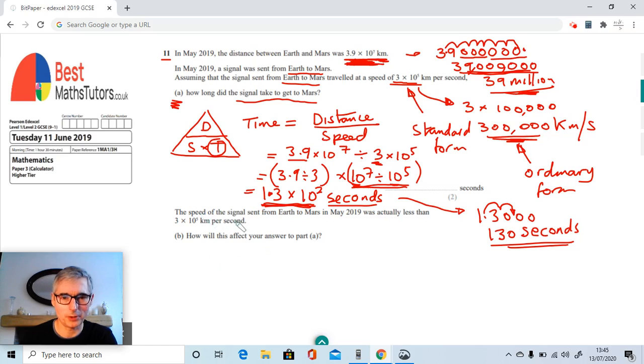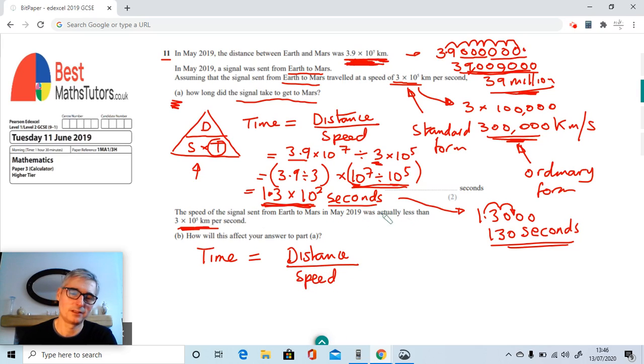And now if we look at part B, it says the speed of the signal was actually less than the speed given. So it's less than the 3 times 10 to the 5. So how does this affect the answer to part A? Well, we've got time, again, from this triangle here. We've got time is equal to distance over speed.